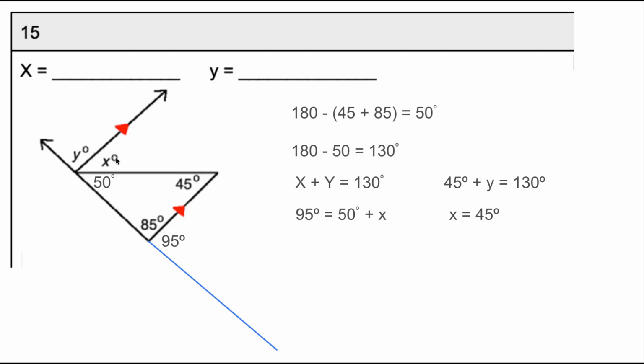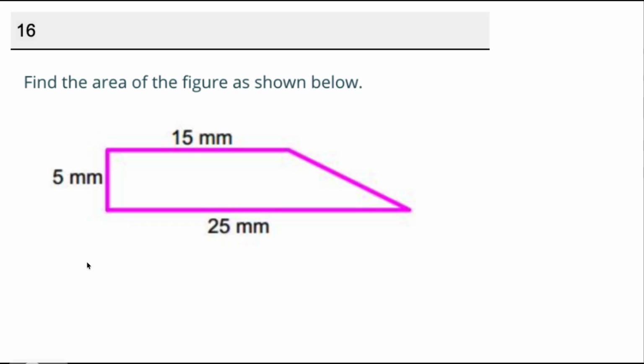And now I know, if I'm going back up to here, x plus y is 130, and so therefore 45 plus y equals 130. So y must equal 85. Very good.